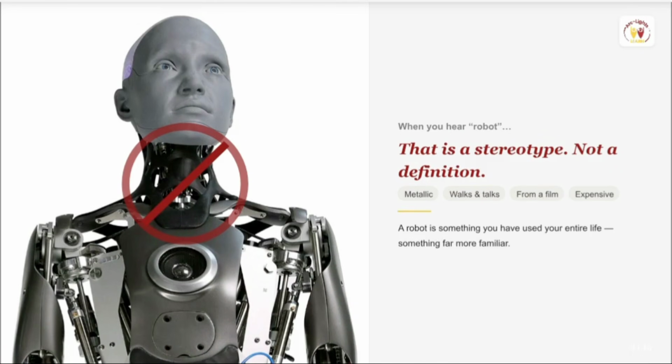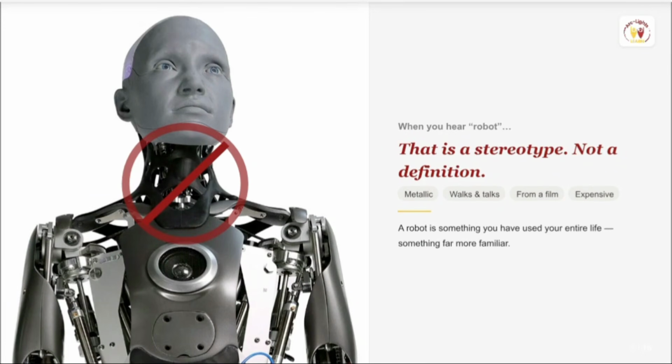When most people hear the word robot, this is what they picture. Something shiny, something metal, something that walks and talks, something from a movie, something from abroad, something expensive, something that absolutely does not belong in a classroom in your state. That image is a stereotype. It is the single biggest thing standing between your learners and robotics education.